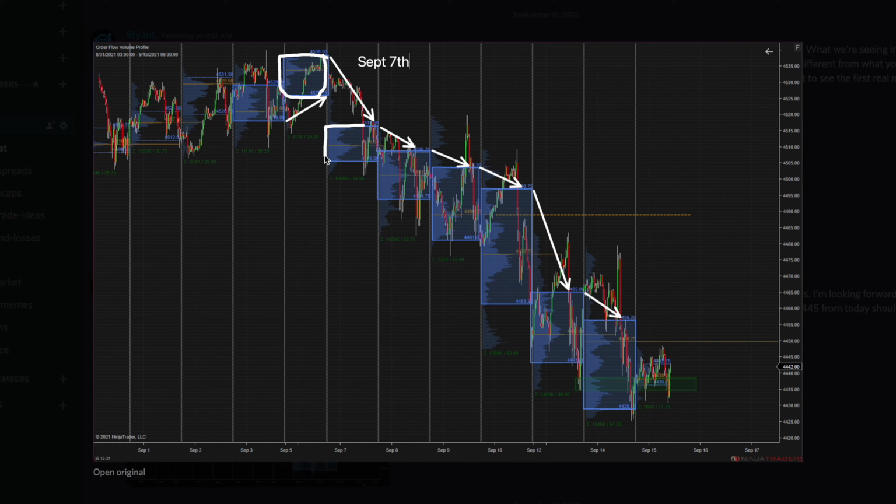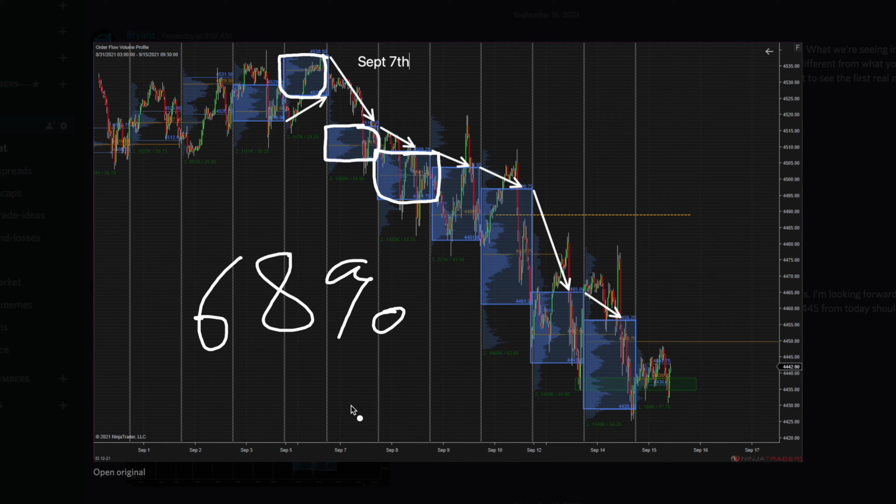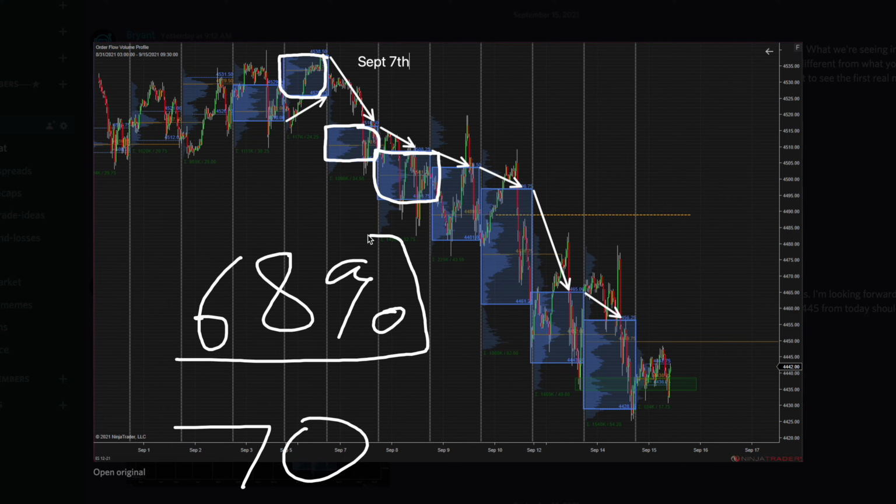I highlighted the blue area intentionally, and the blue area is what's known as the value area. The value area for me is where 68% of all the volume traded on that day. Some people use 70%. I like to use 68% because that's one standard deviation of all the volume. And all that's saying is it means 68% of all the volume on this day.